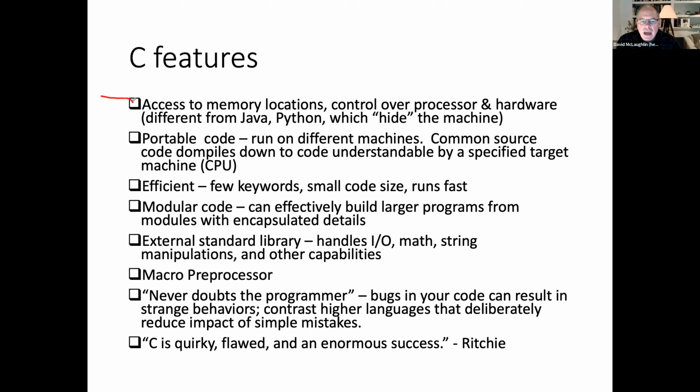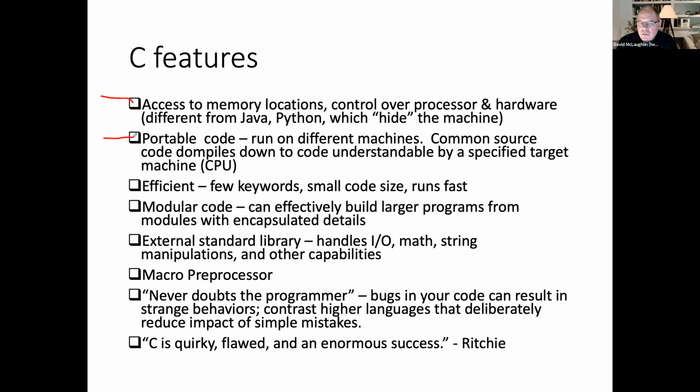Okay, so access to memory locations. This is a big important thing for us. We won't be programming in assembly language, so we're not going really low, but we'll have to have some awareness of memory locations and registers inside microcontrollers, and C provides that to us. And as I said before, that kind of stuff is hidden or abstracted away if you work with Java or Python.